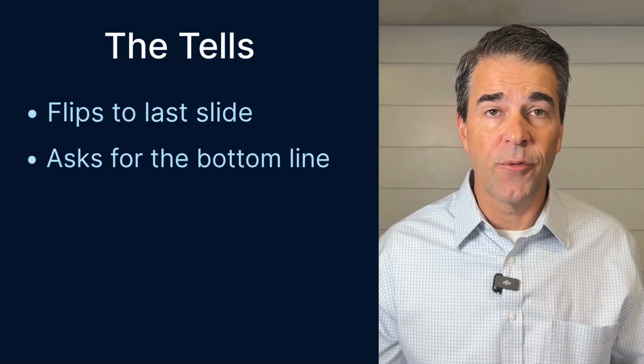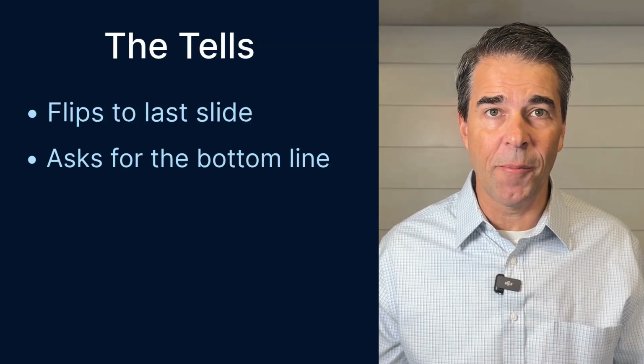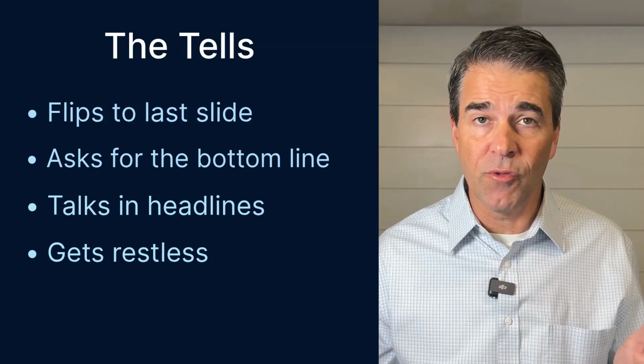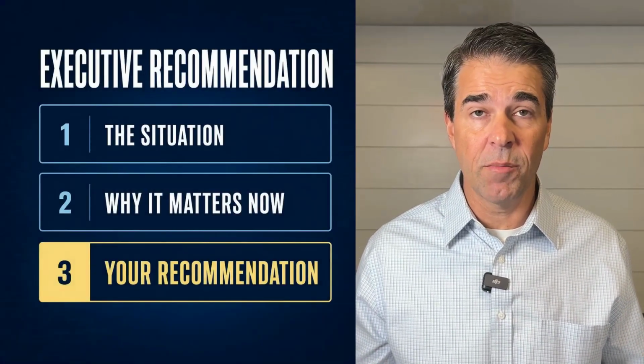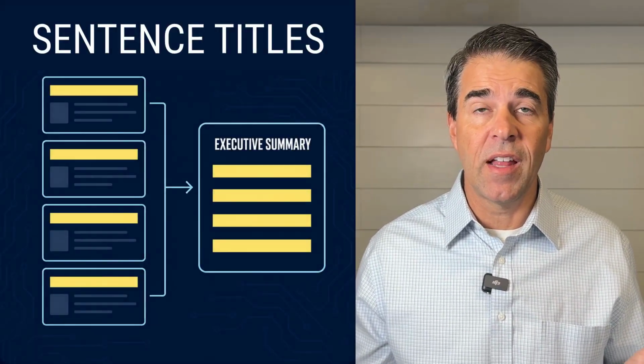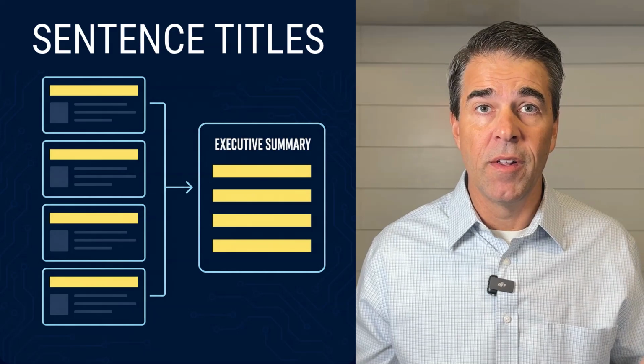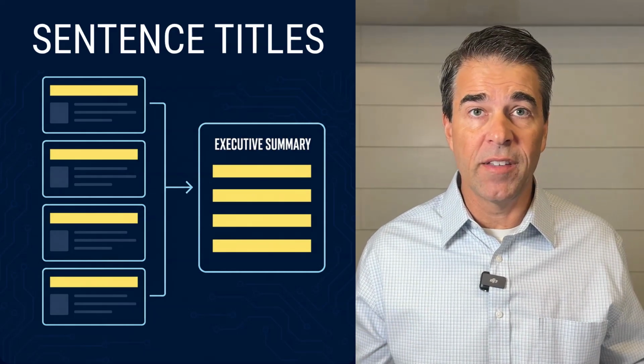The tells. He slips to the last slide first. He asks for the bottom line before you finish your setup. He talks in headlines himself and gets restless during all the context setting. What to change? Put the situation and your recommendation in the first line. Then make every slide title a sentence with a verb so that all the titles together form an executive summary.